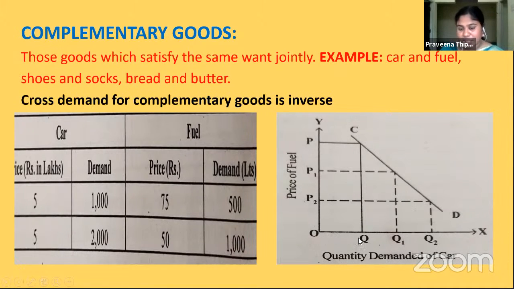See, the x-axis represents the quantity demand of a car, and the y-axis represents the price of fuel. When the price of fuel is OP, the quantity demand is OQ. When there is a fall in the price of fuel from OP to OP1, the quantity demand has increased to OQ1. And still there is a fall in the price of fuel from OP to OP2. So what happens? The quantity demand for car also will increase, from OQ to OQ2. So the cross demand curve slopes downwards. It means that when the price of a commodity decreases, the demand for its complementary good will increase.